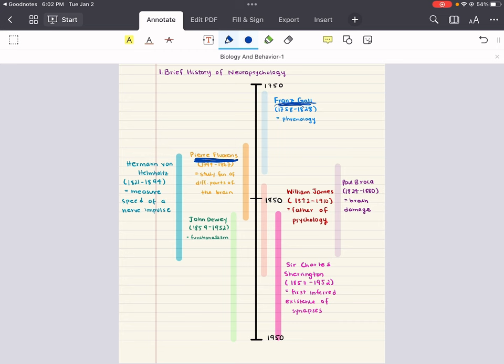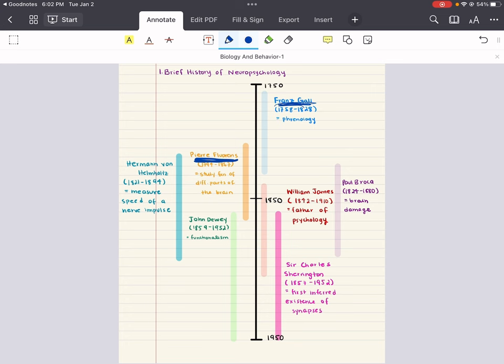And what Flourens's work showed and what it led to was his assertion that the brain had specific parts for specific functions, and the removal of any one part weakens the whole brain.